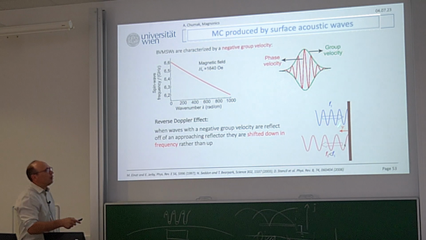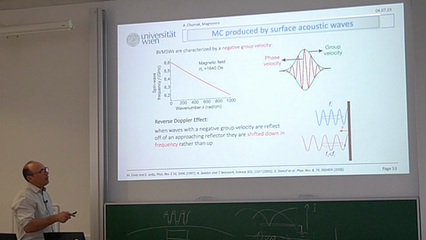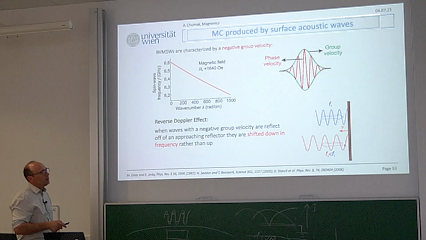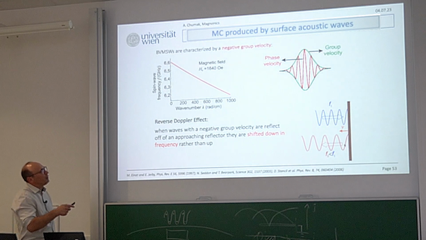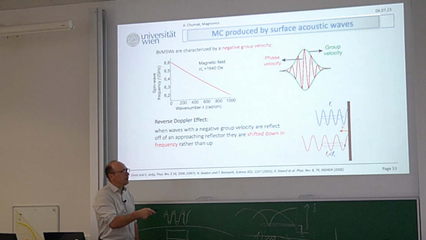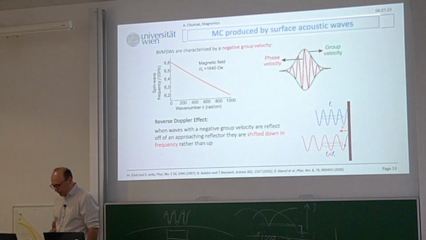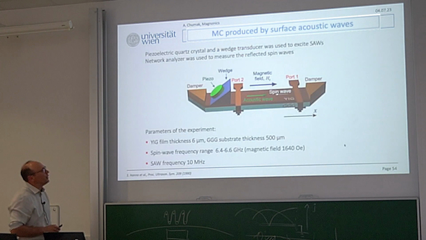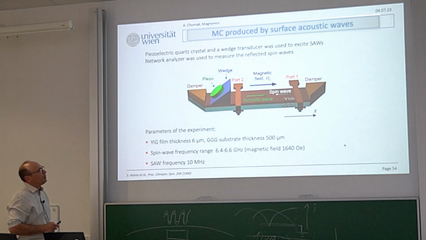But in this case, we have the opposite situation, that if you have a wave with negative group velocity, frequency of the reflected wave will be decreased, like it's shown here. How was the experiment performed?